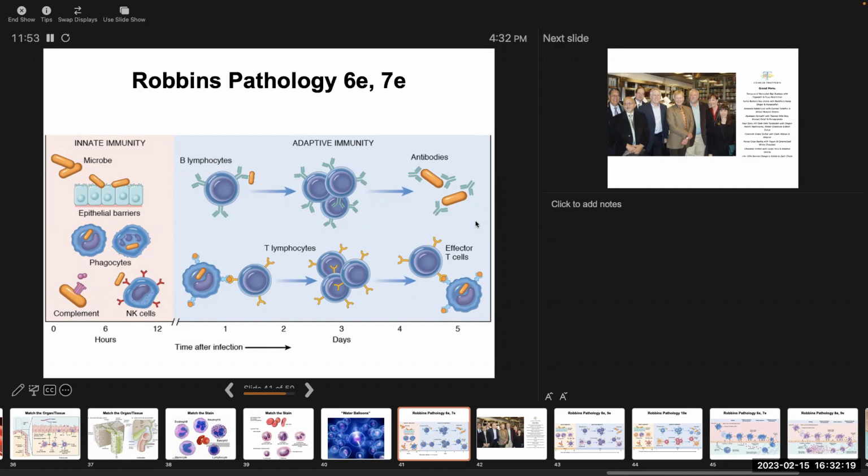So I'm actually going to walk you through a little history of the way I've illustrated cells over the years. There's a whole series of pathology textbooks that I've been illustrating for over 25 years.